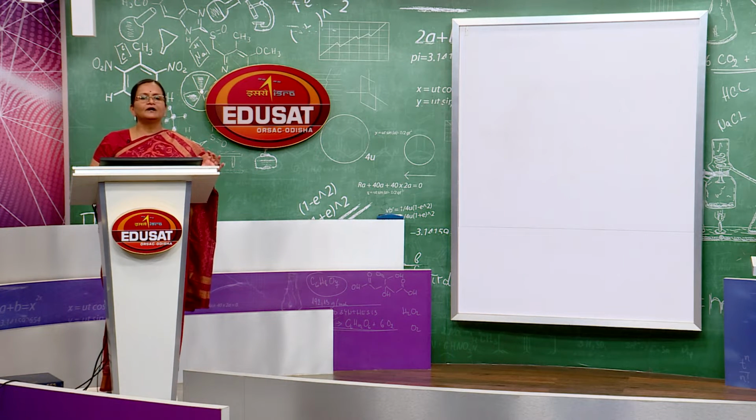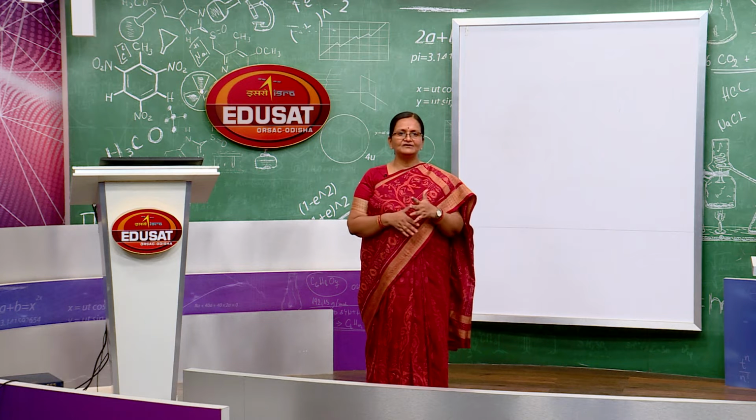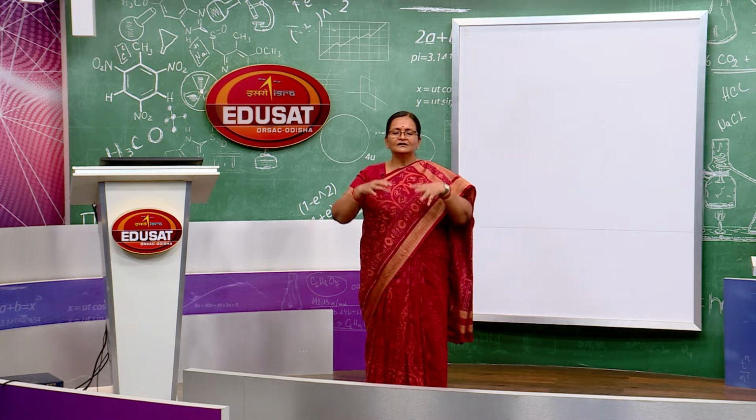Now we move on to the second stanza, where you find that they are continuous. They are continuous as the stars that shine and twinkle on the Milky Way. They stretched in never-ending line along the margin of the bay, 10,000 saw I at a glance, tossing their heads in sprightly dance. So what do we see? That, you know, continuous, the second simile comes up. What is the second simile? The second simile is about what? It is about the stars.